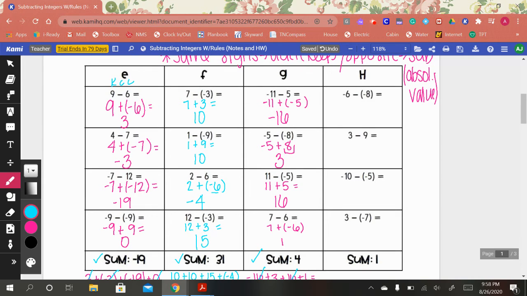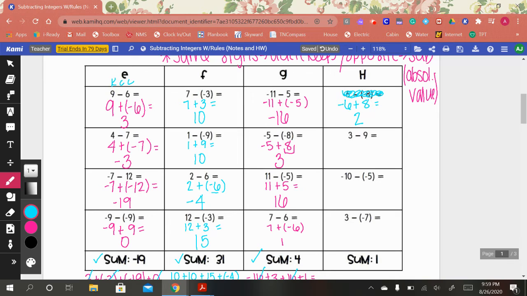All right, last column here, and then we will be finished up with our guided notes. -6 minus -8. We are going to keep, change, change. These are opposite signs, so we do subtract. 8 minus 6 is 2. I'm going to leave it positive because 8 has a greater absolute value and it is positive, so my answer is positive. Remember, once we change it to addition, we are no longer looking at this problem. We are only looking at our addition to decide if we are going to go positive or negative.